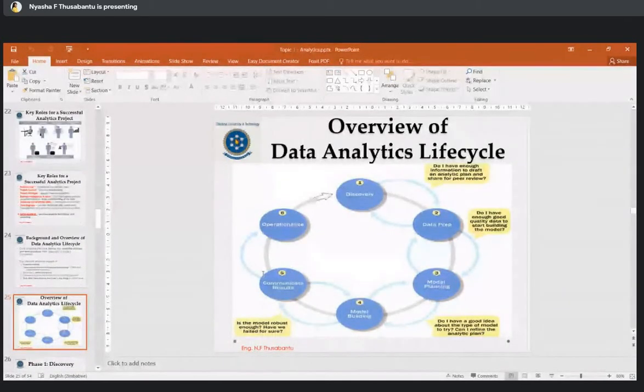So, like I was saying, the discovery phase is the one that is similar to a feasibility study. These are the type of questions you ask in the canonical discovery phase: do I have enough information to draft an analytic plan and share it for peer review? Remember, we said this is iterative, which is why you see this arrow going there and another arrow coming back.